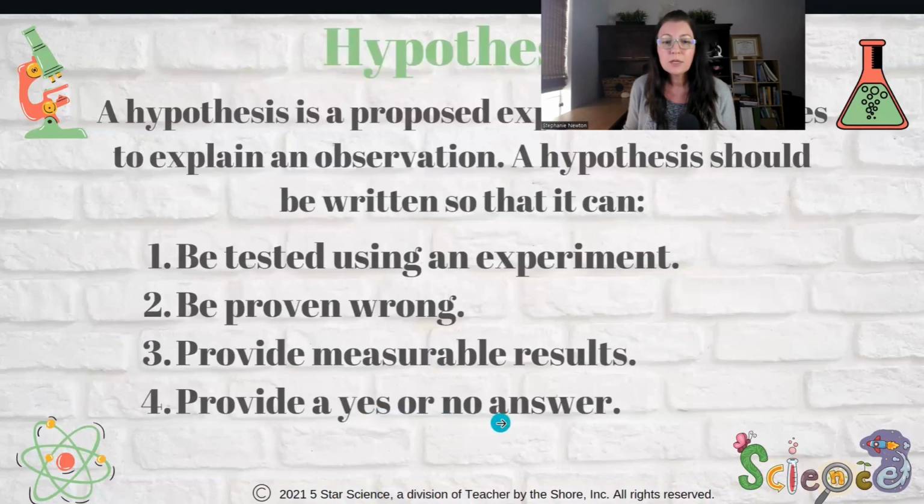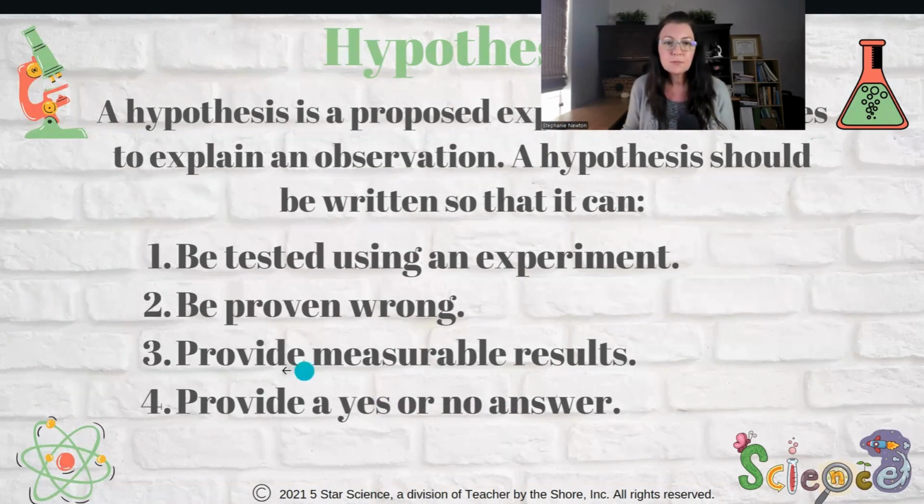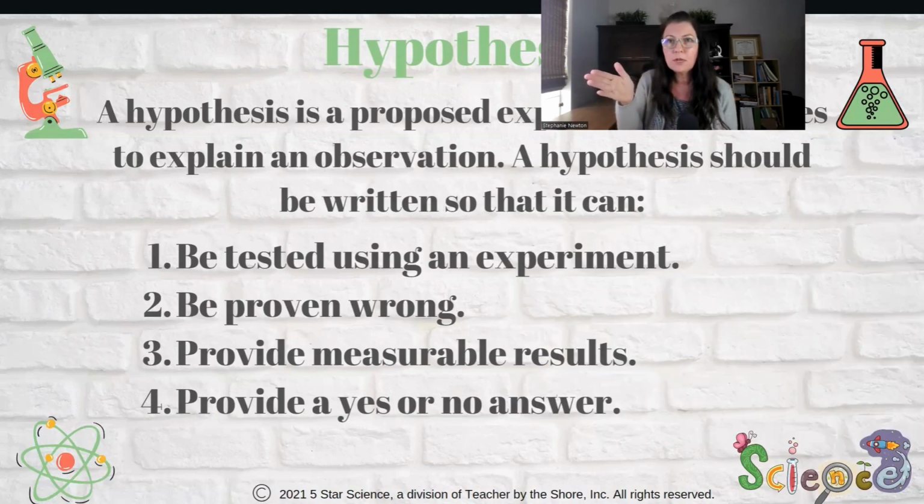So can that be answered with a yes or no answer? Yeah, because they're going to count the number of frogs. There's going to be definite numbers, and they can say, yes, there are more frogs with extra limbs in the pond with a chemical, or no, there are not. Is it measurable results? Yes, because you can count. So measuring means counting, anything where you're recording data with numbers. Can it be proven wrong? Yes, it can be proven wrong that you're thinking that it's the chemicals.